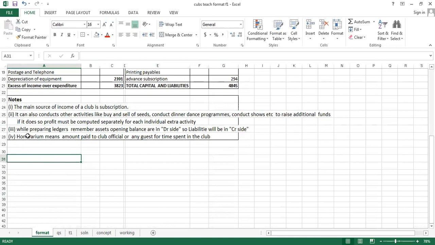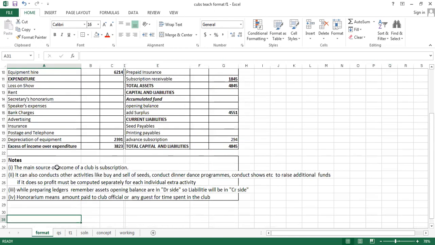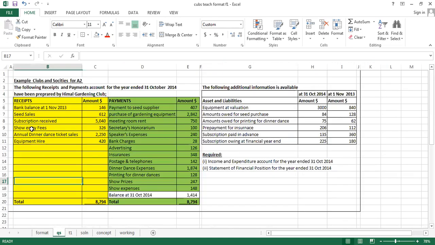There's another word. Honorarium means amount paid to a club official or any guest for time spent in the club. This is a word to do with in the question, which we'll see in a while. Now we go to the question. So this is a question.